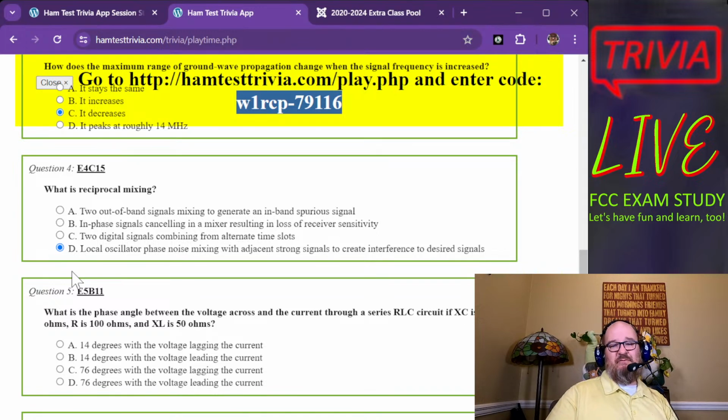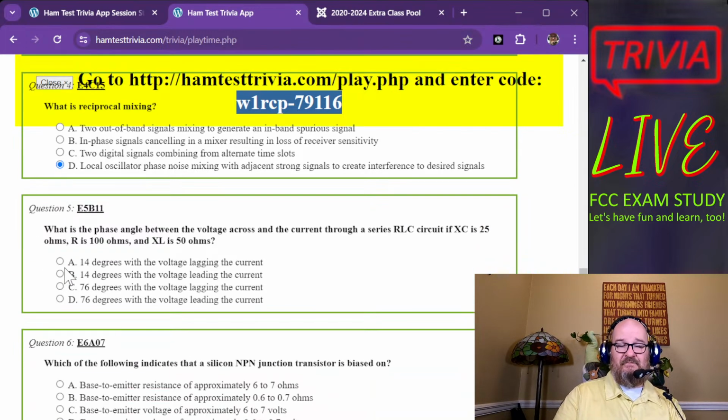Let's remember question 4. I told you this one's going to take us till the end. These questions are difficult. Oh, Lord God Almighty, I'm going to miss this one. What is the phase angle between the voltage across and the current through a series RLC, that's resistor, inductor, capacitor circuit, if the reactive capacitance is 25 ohms, the resistance is 100 ohms, and the reactive inductance is 50 ohms?